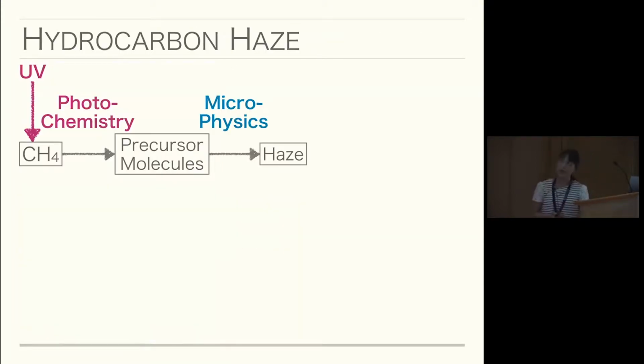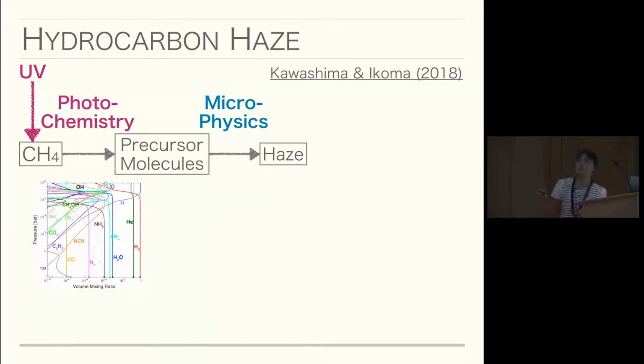Let me explain the production process of hydrocarbon haze first. First, precursor molecules of hydrocarbon haze are created through photochemical reactions triggered by the photodissociation of methane. Then particle growth takes place and results in large haze particles. In Kawashima and Ikoma 2018, we modeled the haze formation processes, both photochemistry and microphysics. Using the photochemical model, we derived the distribution of precursor molecules of haze particles. And using the derived distribution of precursor molecules, we derived the haze distribution in the atmosphere.